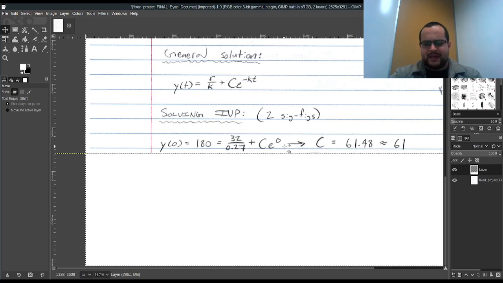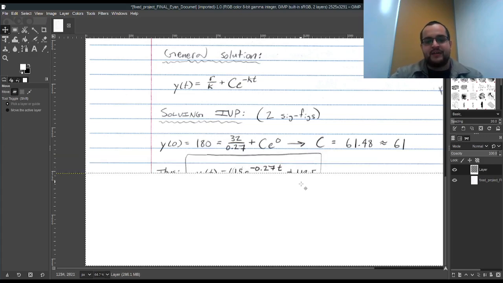So some pretty simple algebra from here. We just move this fraction to the other side, sum them together, and we have c is equal to 61.48, which is about 61. So we're going to approximate our constant here since our initial data is approximated, and so we want to keep a consistent amount of significant figures. So 2 or 3 significant figures would be appropriate in this case since our data only has 2.